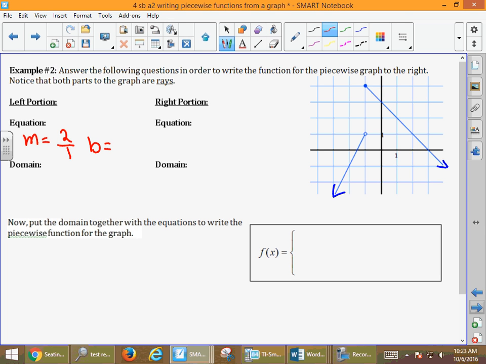But we also need to identify where does the graph cross the y-axis. And I know we have a ray, so we have a starting point. We don't have an ending point. But if we continue that pattern, we would go up 2 over 1. So what's our y-intercept of that left-hand ray? And hopefully you see it's actually 1, 2, 3. So when we fill in our equation, we've got 2x plus 3.